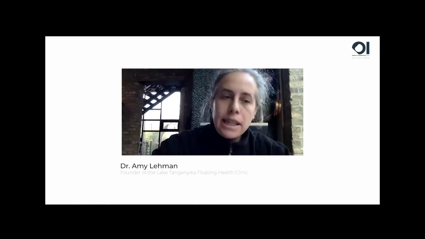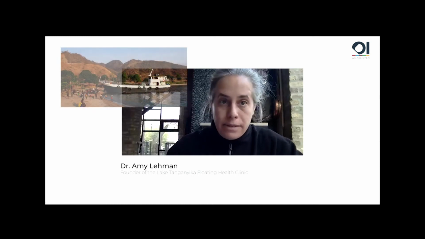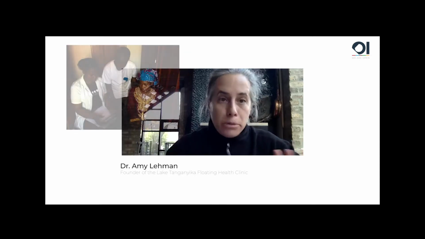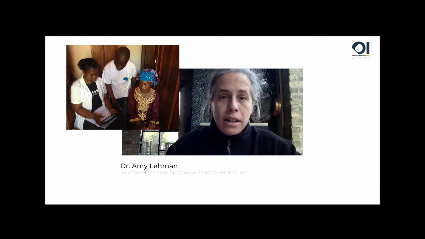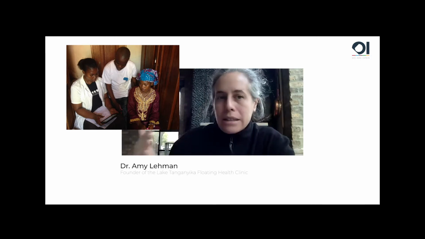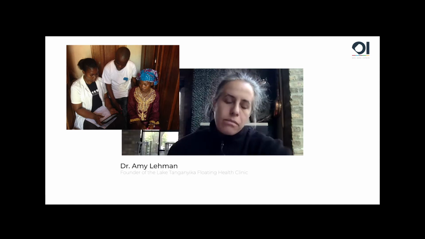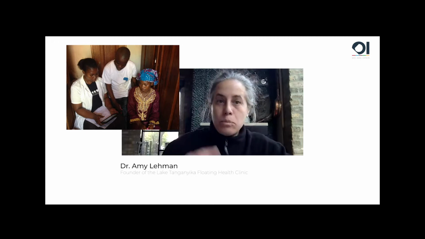We started studying very, very closely the paper record system that is used in DRC. How were healthcare workers capturing public health data on paper, and then how were they transmitting it on another piece of paper to the health zone? And then what happened at the health zone with those data? Well, then they were being manually entered into a more open MRS system called DHIS.